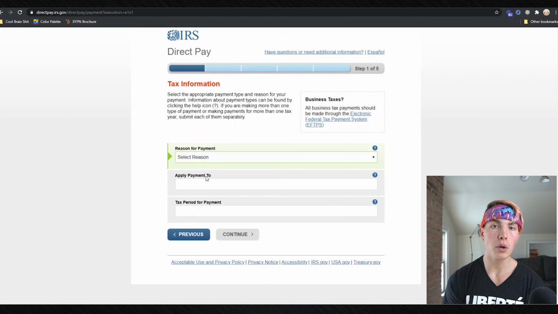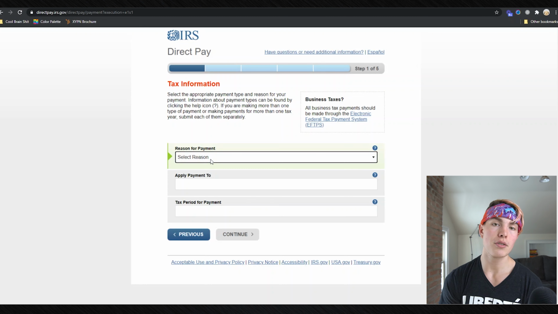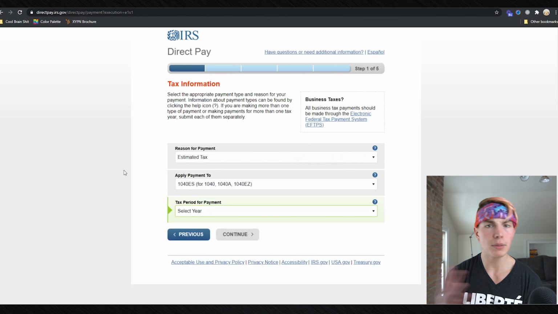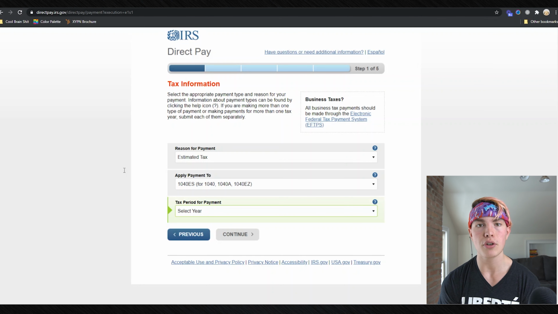It's all very straightforward. The only place where people sometimes get caught up is under reason for payment. There's a ton of reasons in here, like a couple dozen reasons why you might be paying them. But the one that you're going to want to choose is estimated payment, if you are making a quarterly tax payment. It's also called quarterly estimated tax payments. So just click on the button that says estimated payment and complete the process, go on your way, and it's all very straightforward from there.